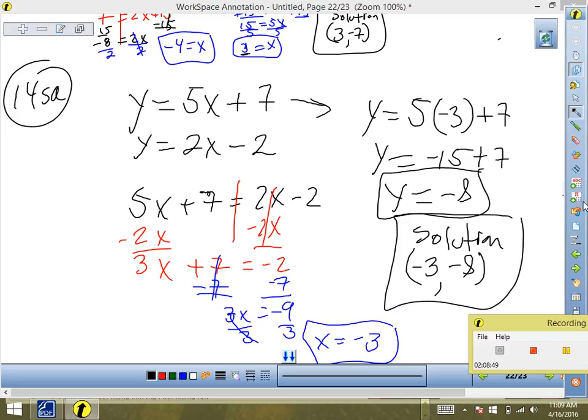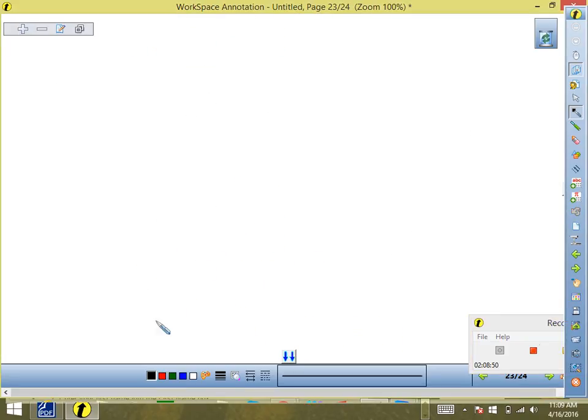All right, copy this down, please. Example 14, super duper cube. Okay, I'll stop and I'll wait.